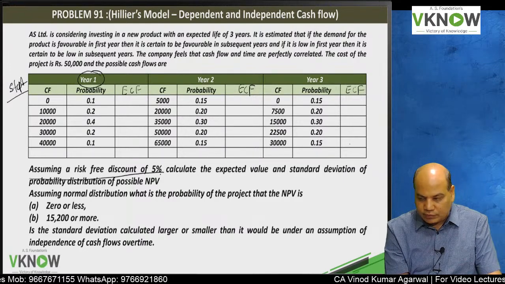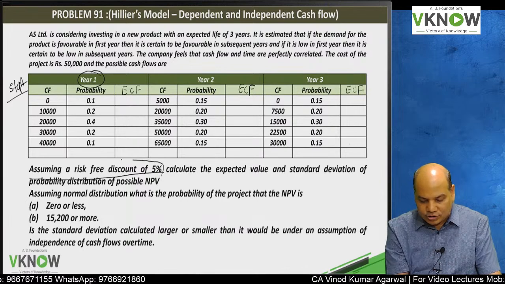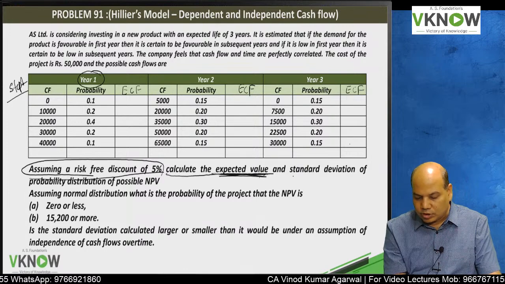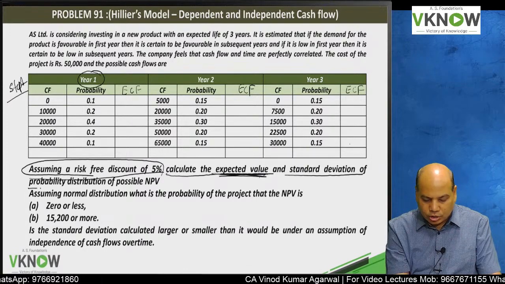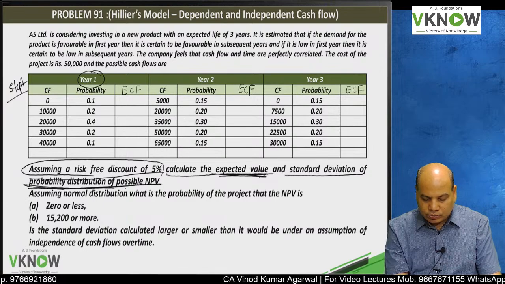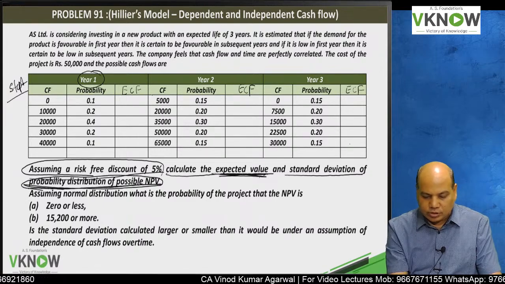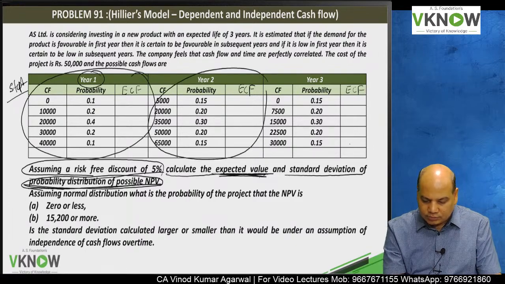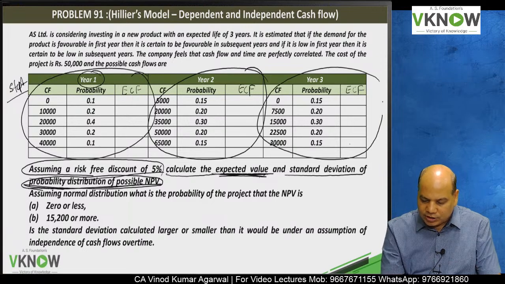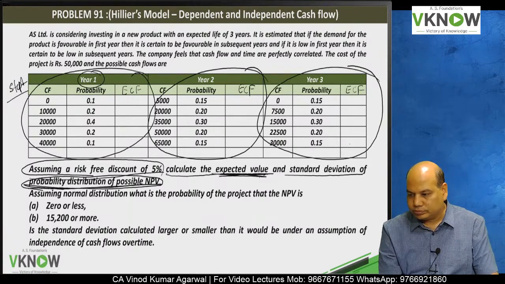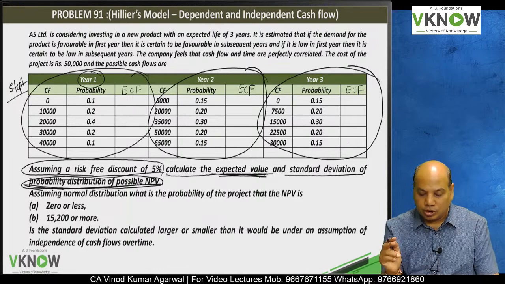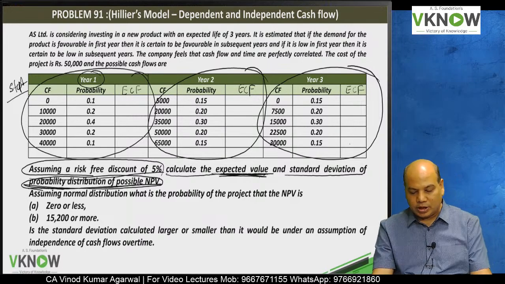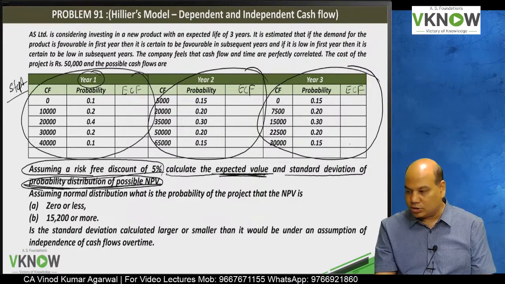Assuming a risk-free rate of 5%, that is your discount rate, calculate the expected value and standard deviation of probability distribution of possible NPV. Now this time there are 3 different years and there are different probabilities for each year cash flow. I will have to apply Hillier model under dependent cash flow assumption.